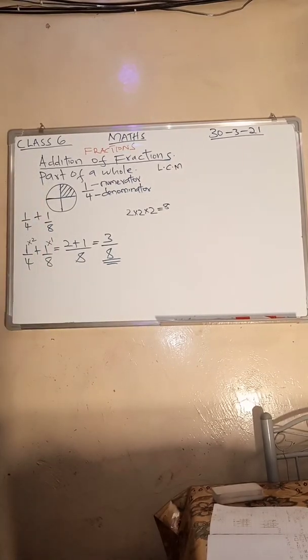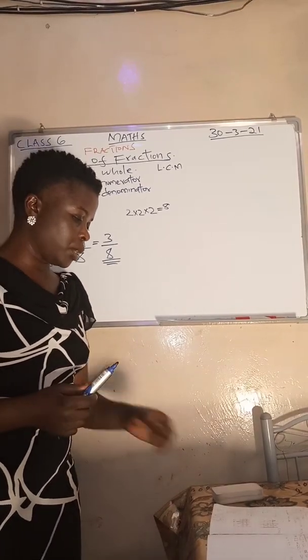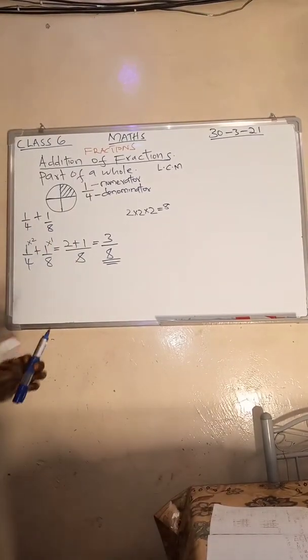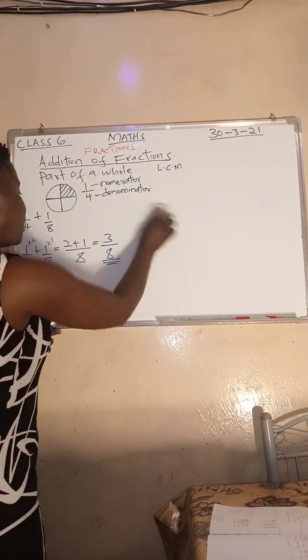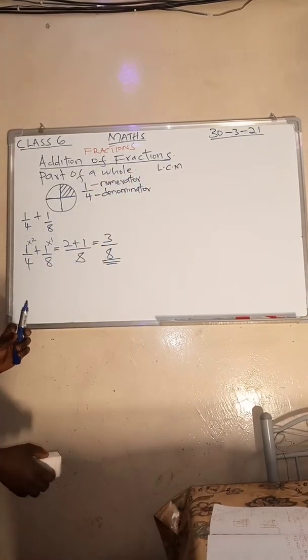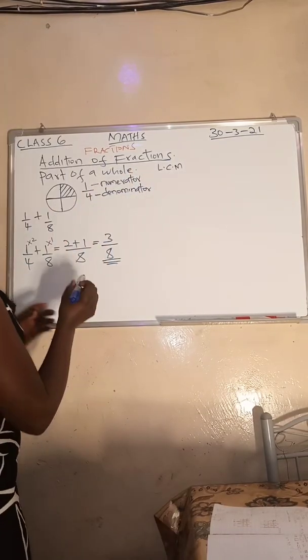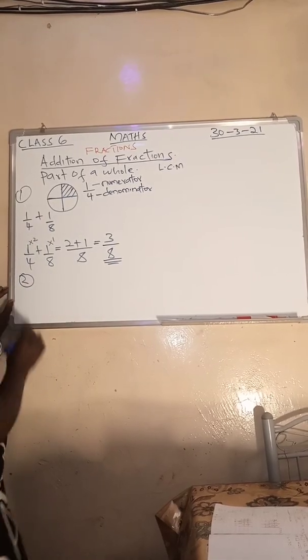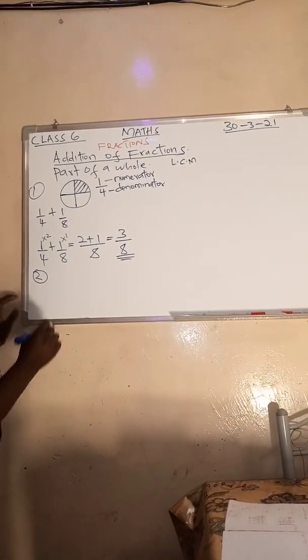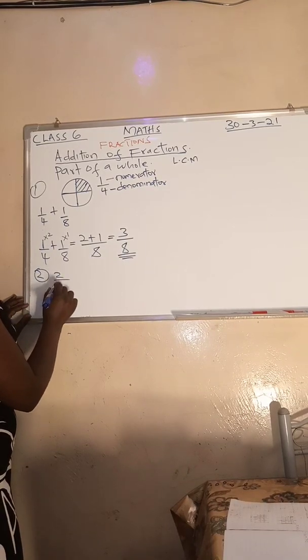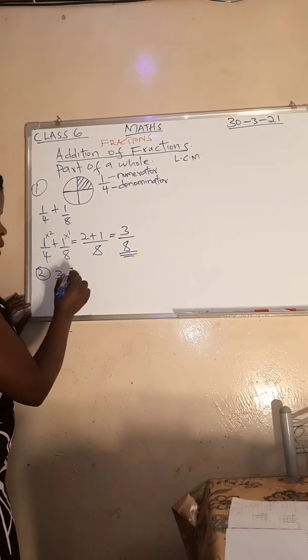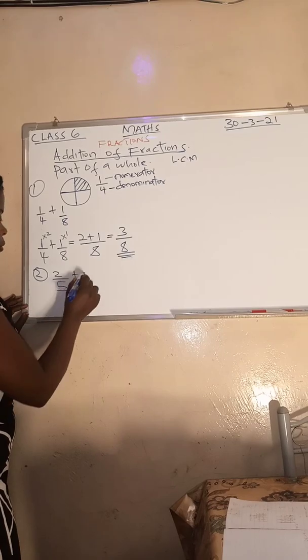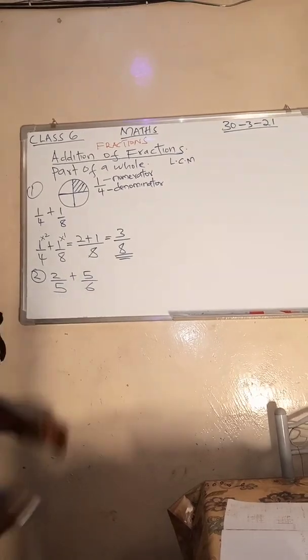Is it okay? Good. So I want another example to demonstrate a different one. I'll not wrap this one. Let me use the other side. Now I'm given a different fraction. Let me call it number 2. It is 2 over 5, or 2/5. I'm supposed to add it to 5 over 6.